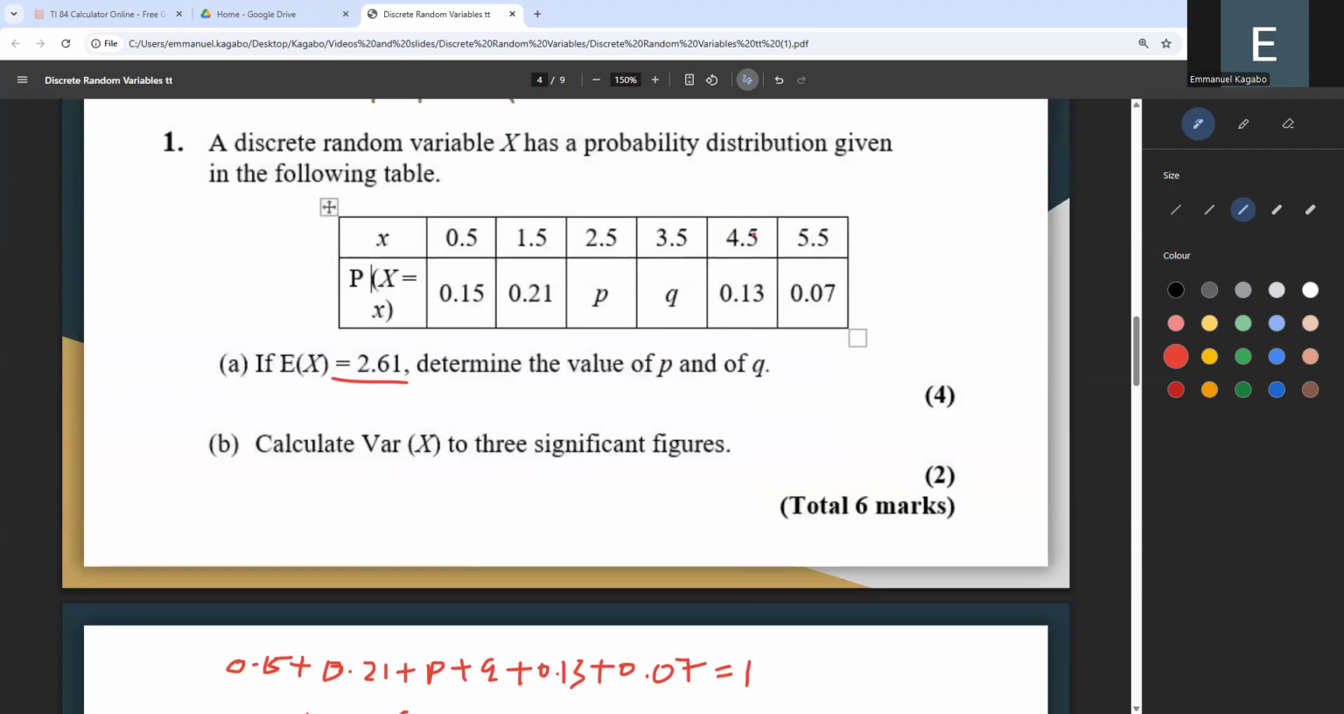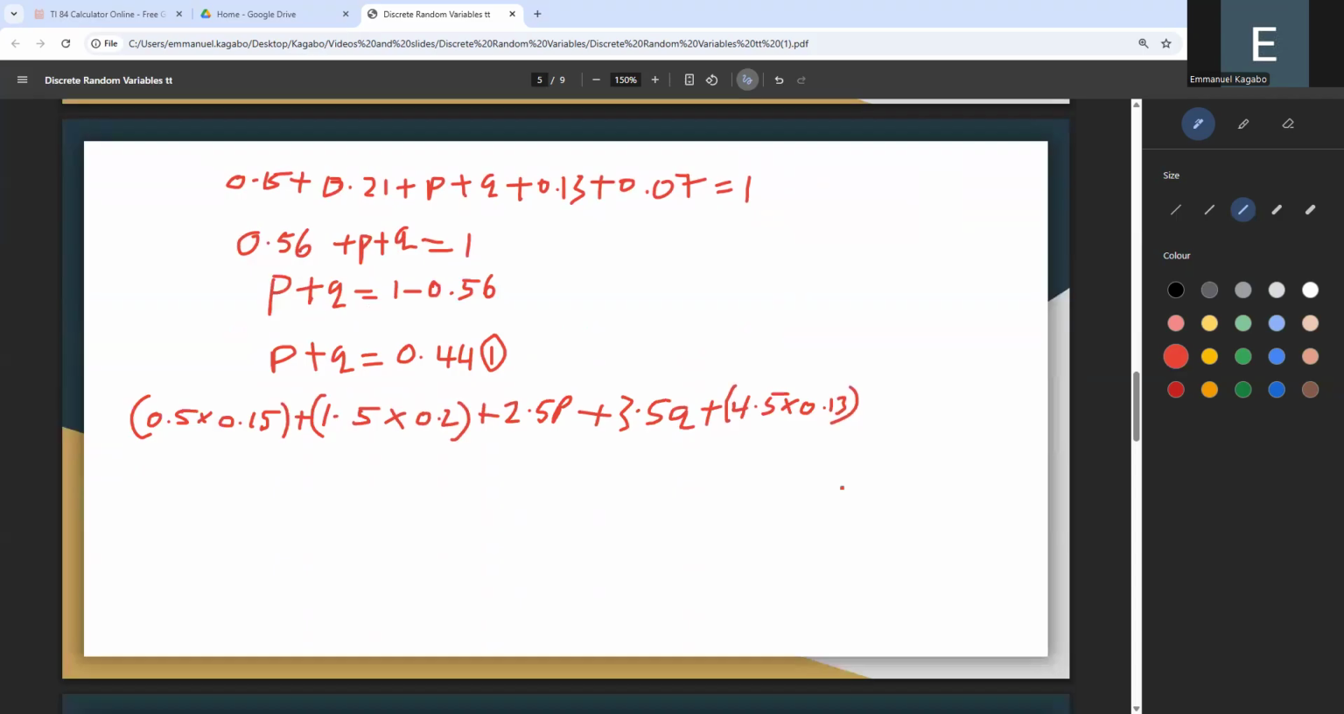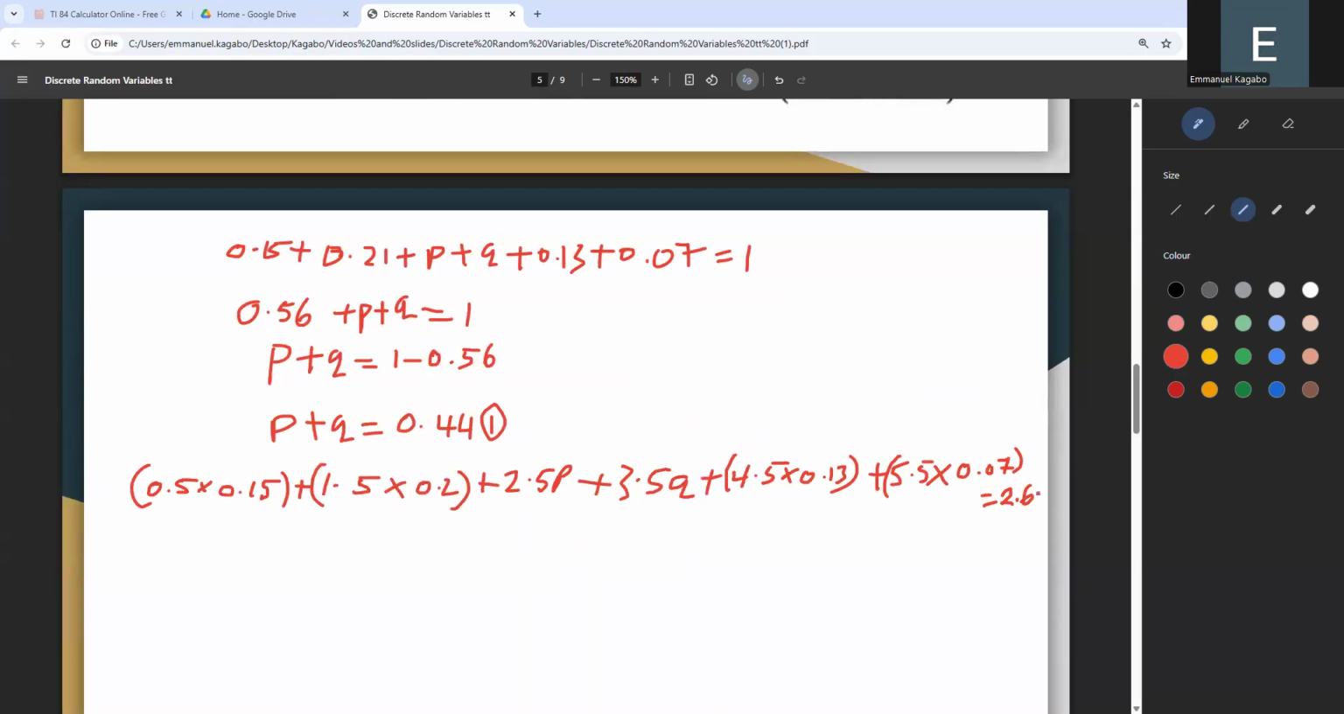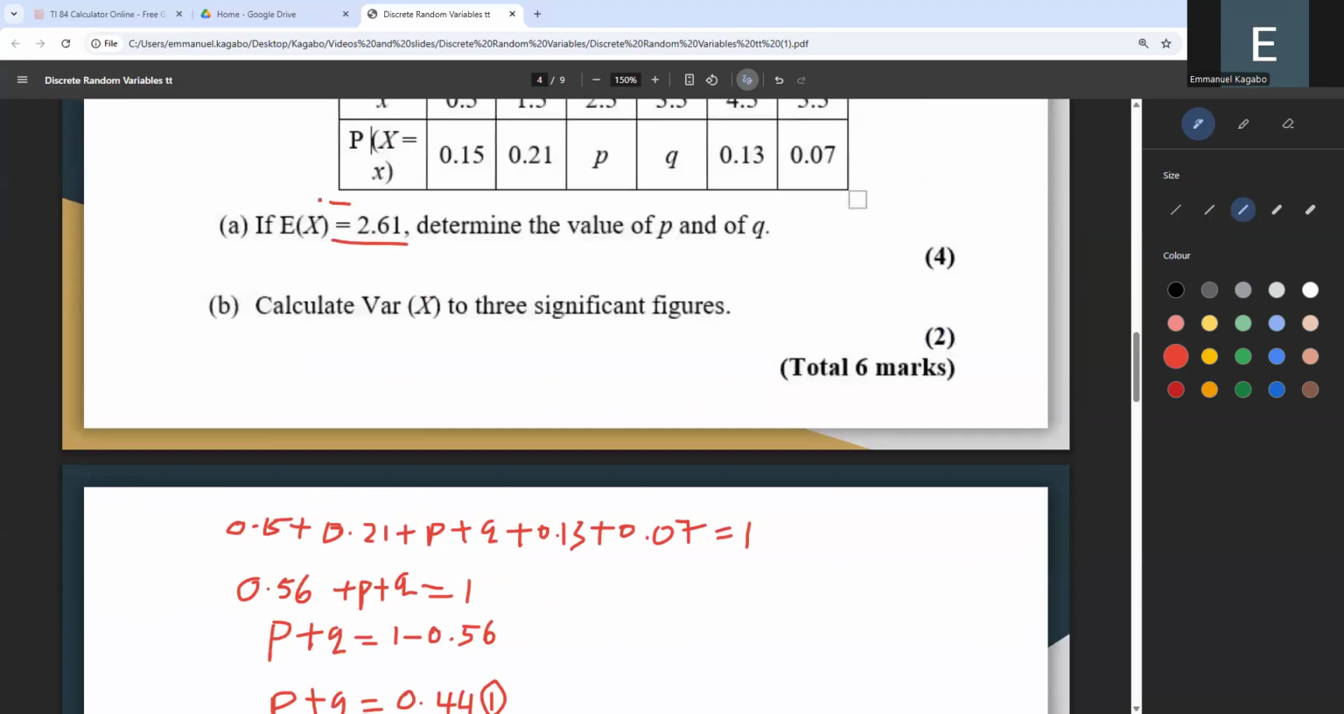Yes, 4.5 times 0.13. So the next one is 5.5 times Z, 0.07. So I'm going to get 5.5 times 0.07. Okay, very good. Now, this one should be equal to the expected mean, the expected value, which was given. What is the value given? It is 2.16, the expected mean. Do you see? It was given here. I hope you understand that.